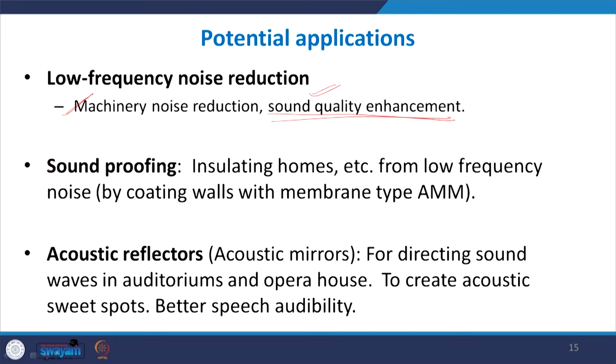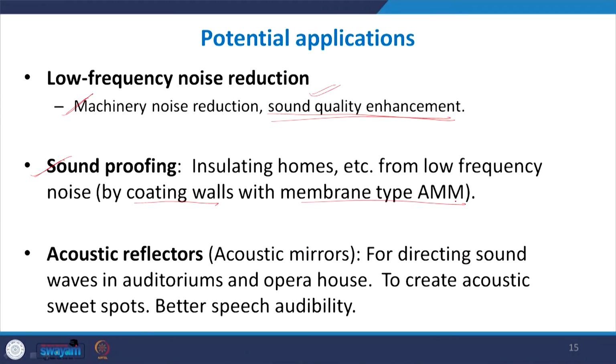And then it can be used for soundproofing. Suppose you coat the walls of homes with such membrane type AMM, then they will not allow propagation of the low frequency sounds, and hence they can insulate the homes from outside machinery or construction noise. And lastly, we have acoustic reflectors.